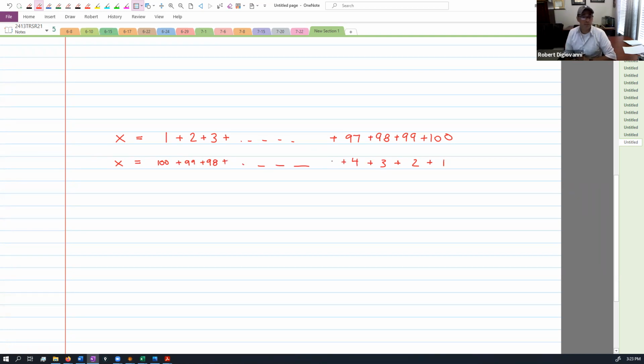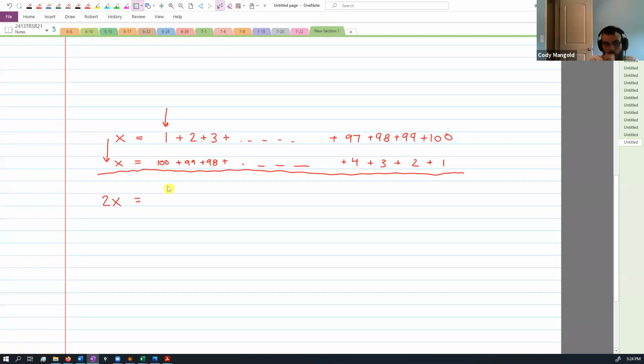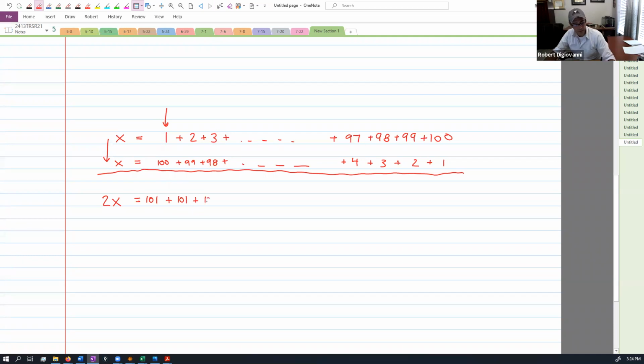Then Gauss said, that means if I take these two and add them together, X plus X would give me 2 X's. And watch what happens here. If you add straight down, what's 1 plus 100? 101. What's 2 plus 99? 101. What's 3 plus 98? 101. All the way down, all the way till you get to your last one. Your last one will also be 101.